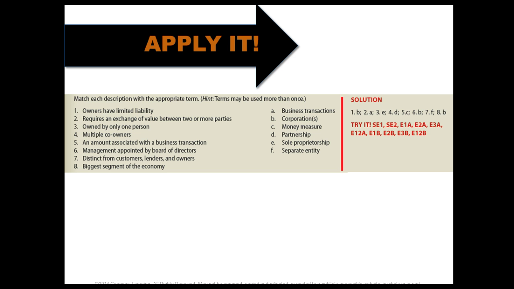Transactions, business transactions. Owned by only one person? Sole proprietor. Right? Multiple co-owners. Partnership. An amount associated with a business transaction. Money measure. Management appointed by the board of directors. Corporation. Distinct from customers, lenders, and owners. Yes, separate entity. Biggest segment of the economy.